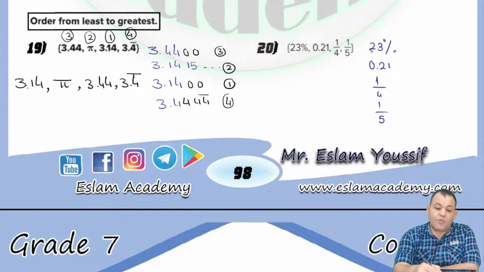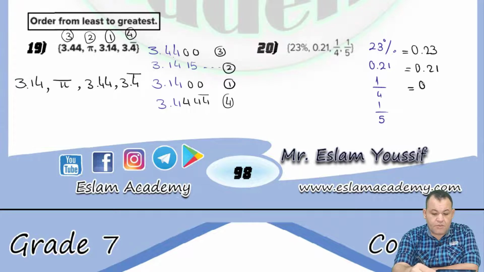For the first one, we can write 23% as a decimal by dividing by 100, so it will be equal to 0.23. The second one still will be 0.21. We know that 1 over 4 is equal to 0.25, and 1 over 5 is equal to 0.2. To compare between them, they must have the same number of digits to the right of the decimal. So for the last one, we just write a 0 so that we can compare between them.